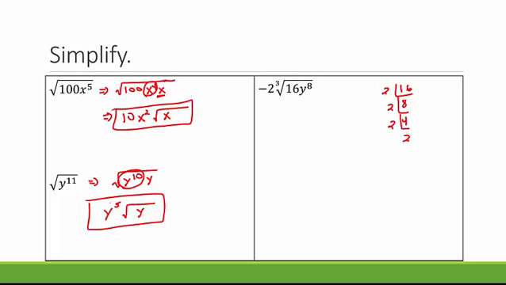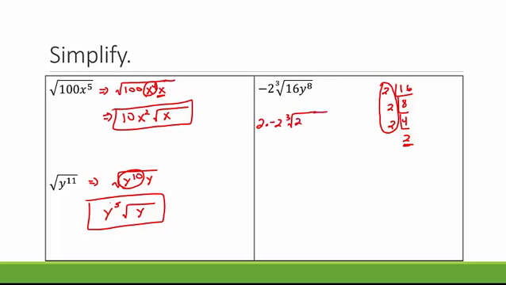And since I'm looking at the cube root, I'm looking for 3 of a kind for me to be able to bring a particular number to the outside of the radical. And I have a group of 2's with a 2 left over. So I'm going to bring a 2 outside the radical times the negative 2 that's already out there. Then I have a 2 that's left over.